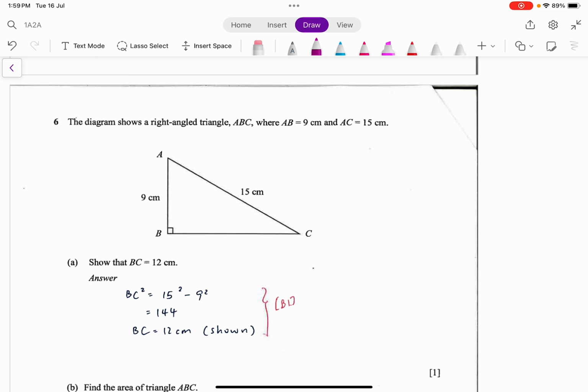How much did you get? Yes, that will actually finish the question. Show, and then thank you. Sometimes they may change the question to prove that. Then you just write proven. Okay?